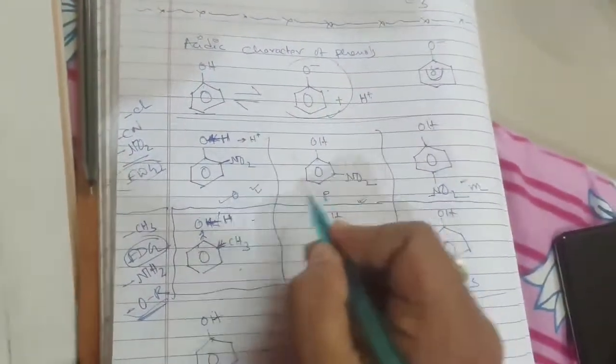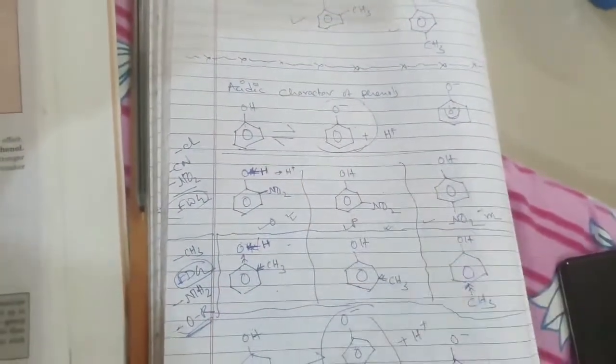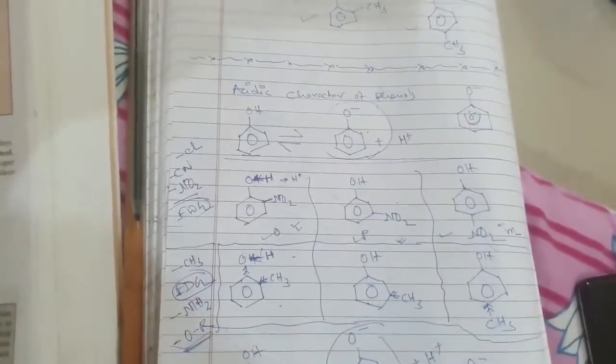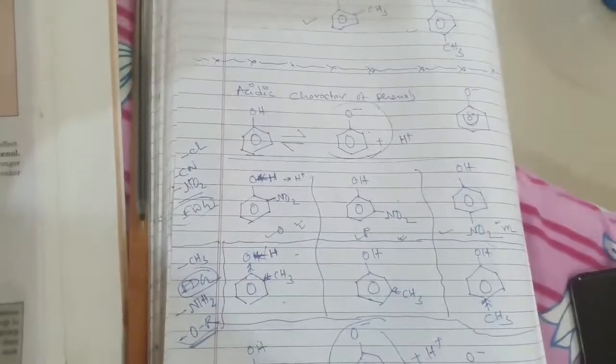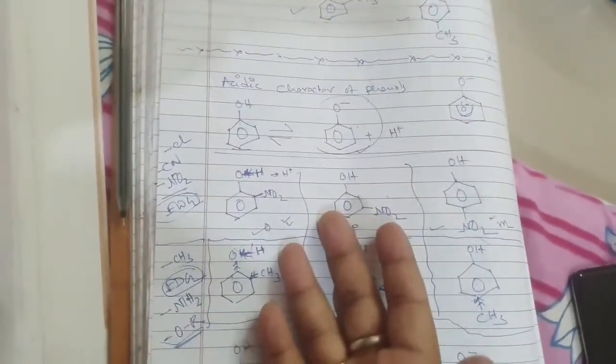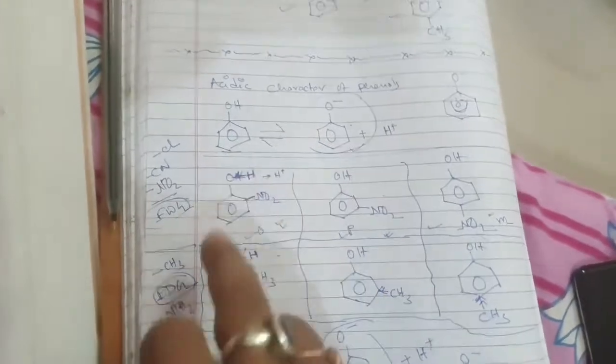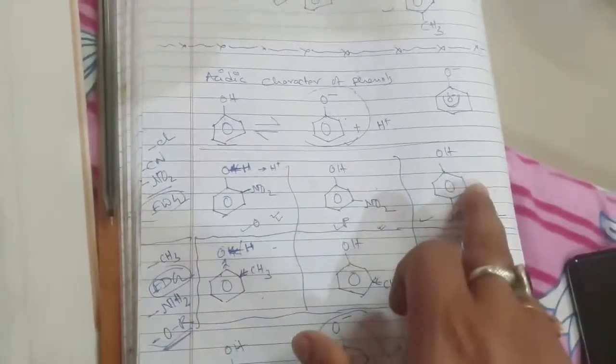So the presence of electron withdrawing group makes phenol a better acid. It makes nitrophenols or cyanophenols or chlorophenols or bromophenols better acids than phenols, be it ortho, para or meta.